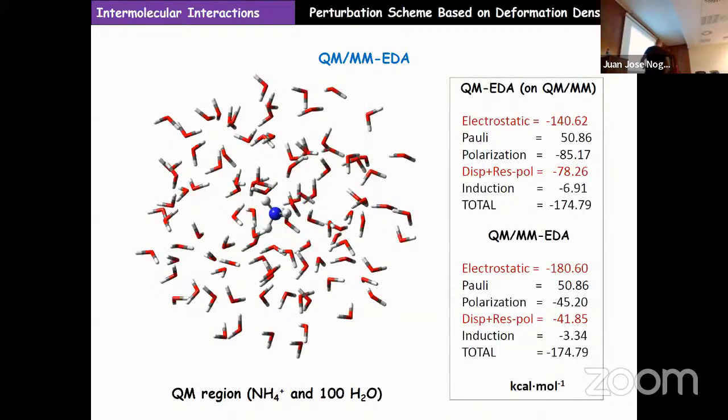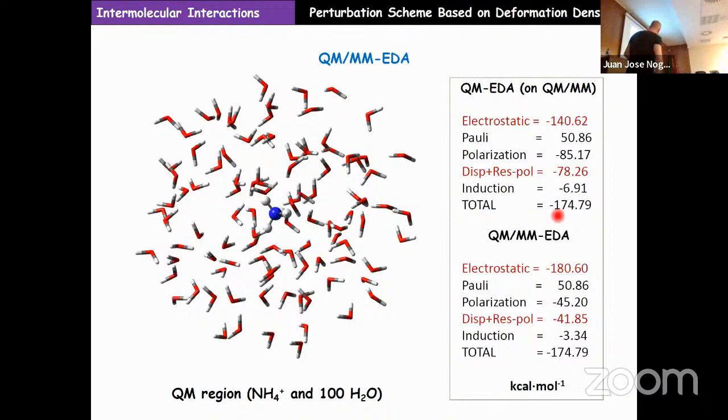So this is an example, the ammonium. These calculations were done by Alvaro, who is here. This is the ammonium surrounded by 100 water molecules, and this is a comparison of a QM EDA. The calculations of the complex and isolated fragment densities were done both with QM, so they are exactly the same densities. But in the first case we do a QM EDA, and in the second case we do a QM/MM EDA, including the MM potential in all the terms. And you can see the differences.